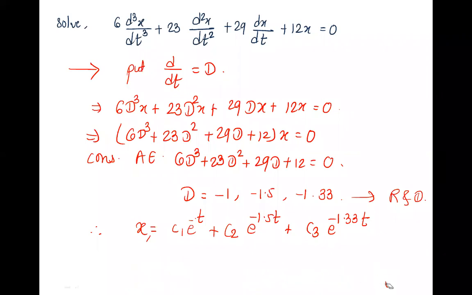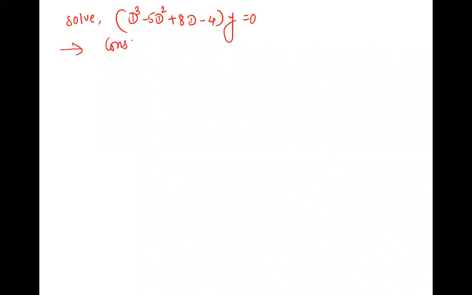Can we go next now? Okay, write the question, solve. D cube minus 5D square plus 8D minus 4 y is equal to 0. Consider auxiliary equation. D cube minus 5D square plus 8D minus 4 is equal to 0. Roots.